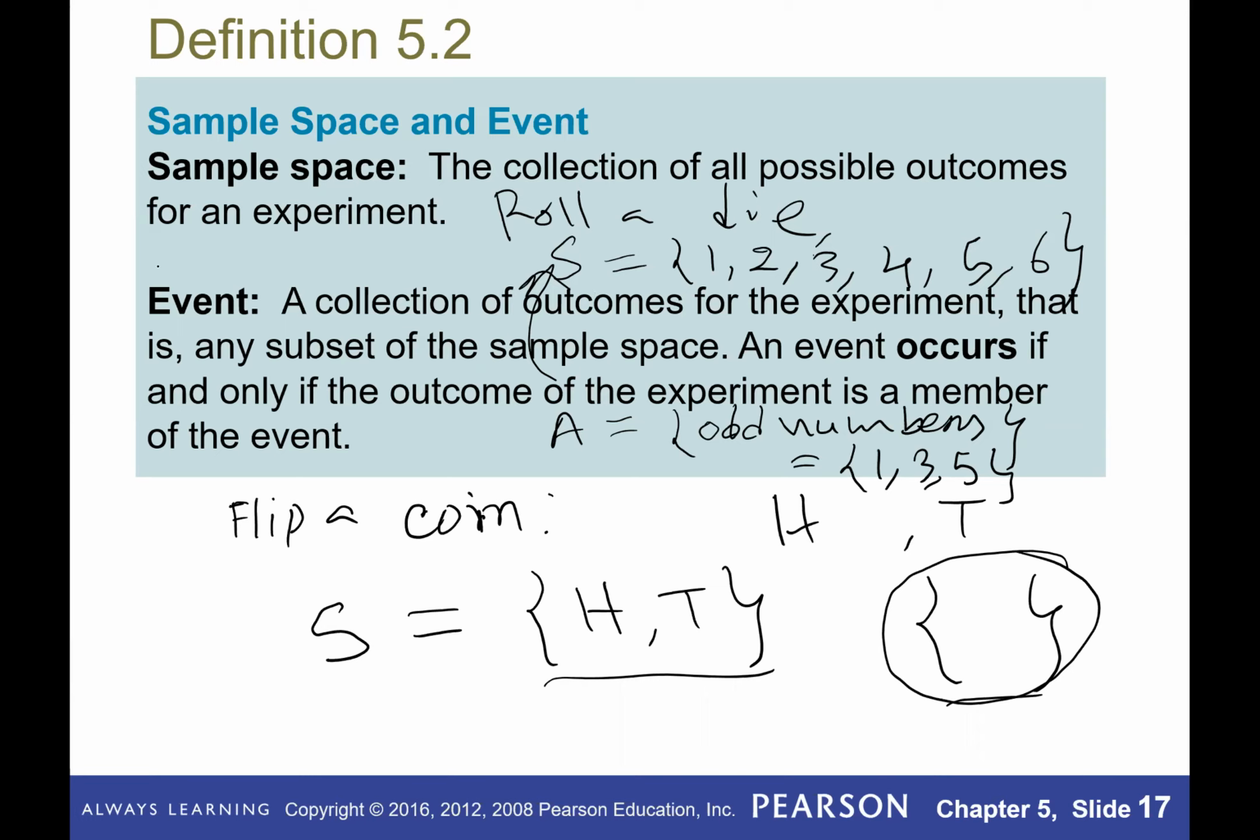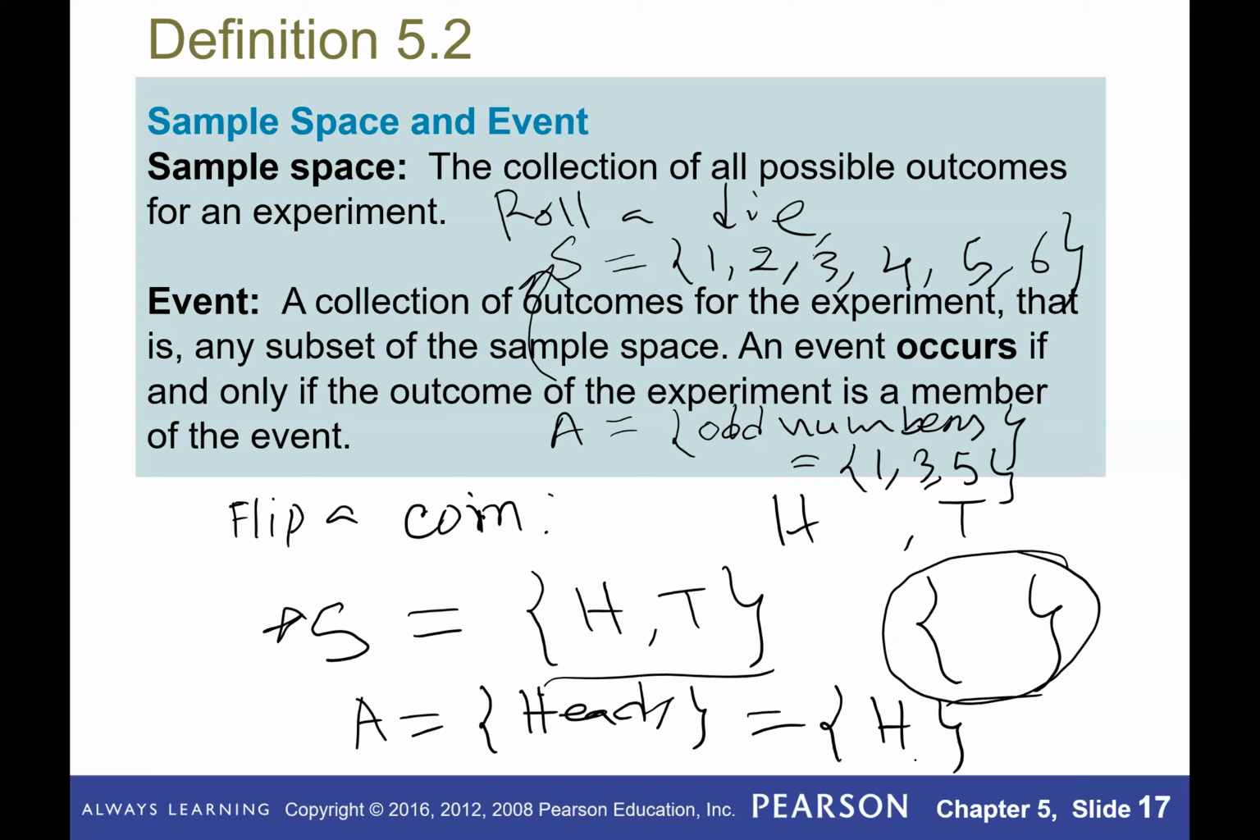So let's consider another event, B. If B is the even numbers, then the elements of B will be {2, 4, 6}, right? And similarly, in this case, when the sample space S is just head or tail, if A is an event of just heads, then it will be just H. If B is the event of tails, then B will be just T, right? So events are the subsets of the sample space.